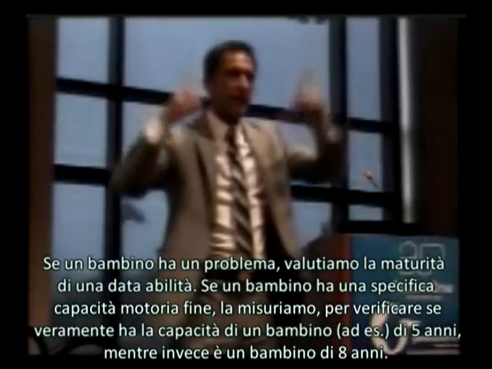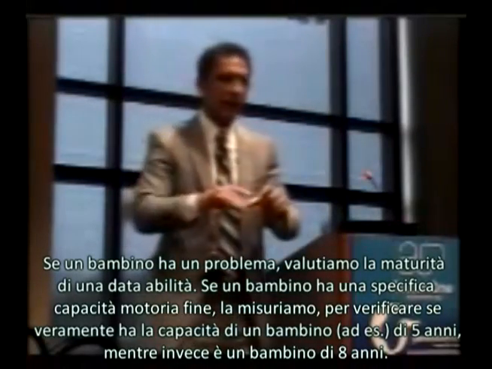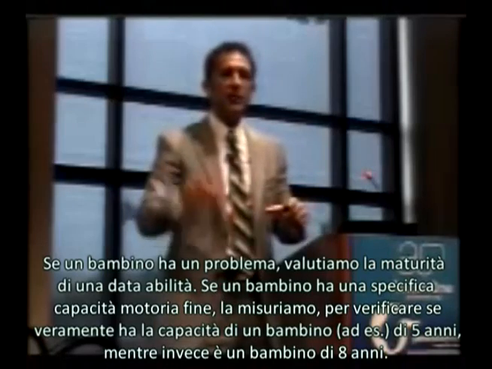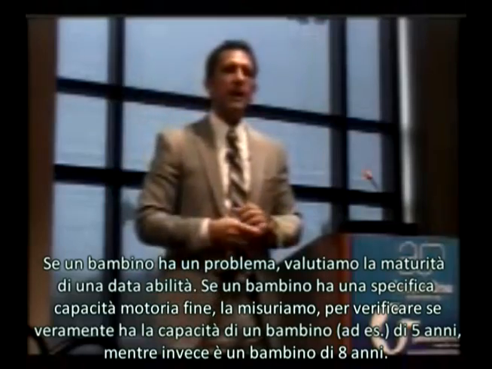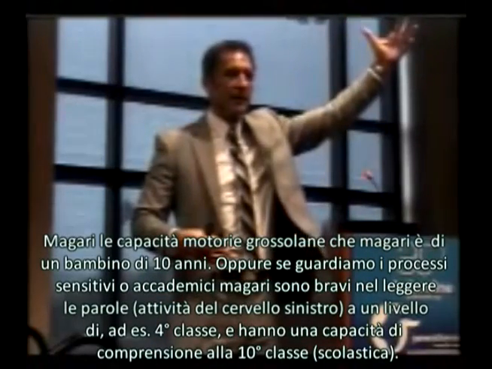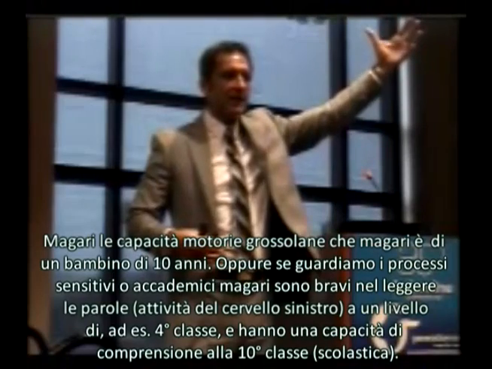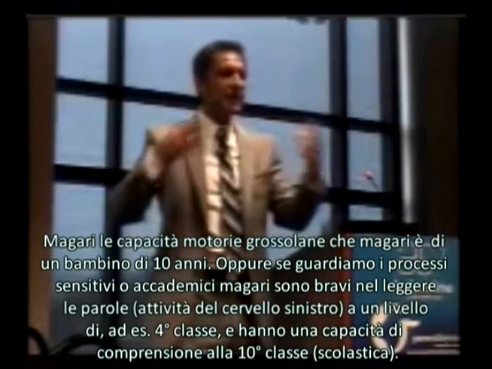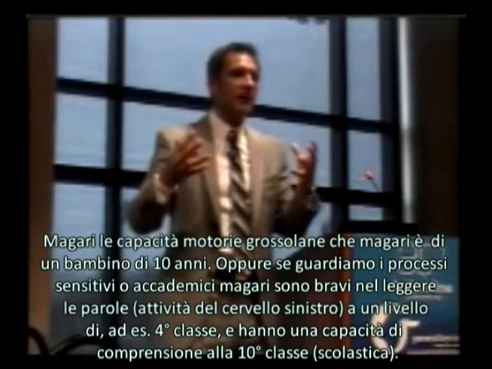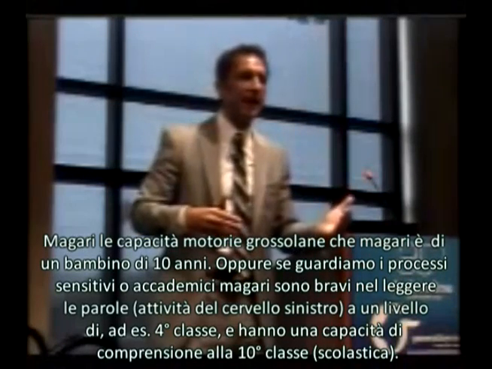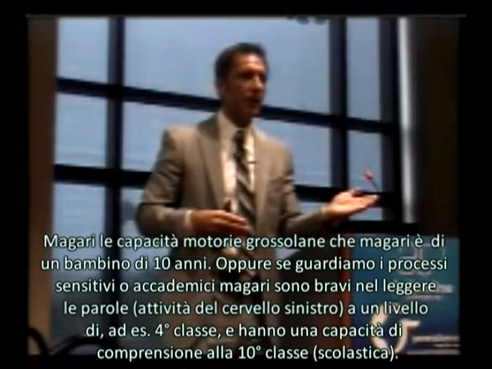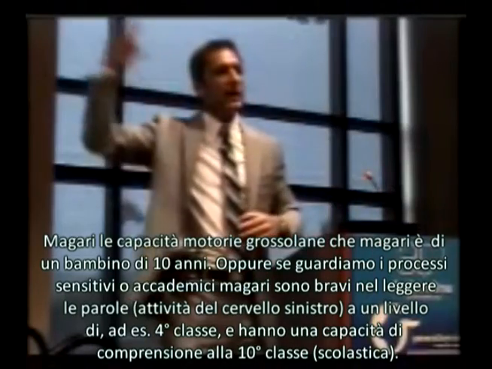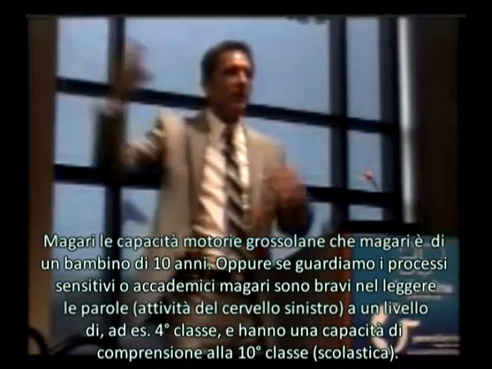But it's not necessarily a learning disability. It's an emotional imbalance. We look at maturity level of skills. So if a child has a specific motor skill, like fine motor skill, and we measure that they're actually doing it at a 5-year-old level when they should be doing it at an 8-year-old level, but they may have a gross motor skill that is actually like balance or coordination at something like a 10-year-old level. Or we look at sensory processing. They may be able to do certain types of sensory processing at different levels. Or academic. They may do word reading, which is a left brain skill at, let's say, 4th grade, but they may have reading comprehension at a 10th grade level. So we look at those things.